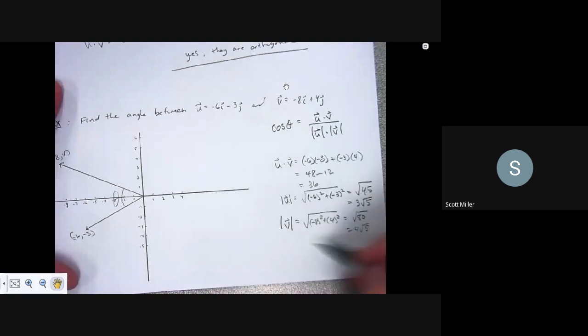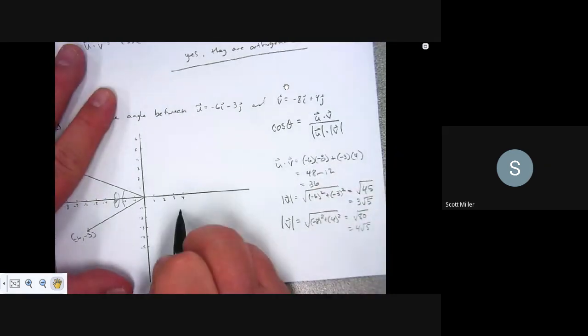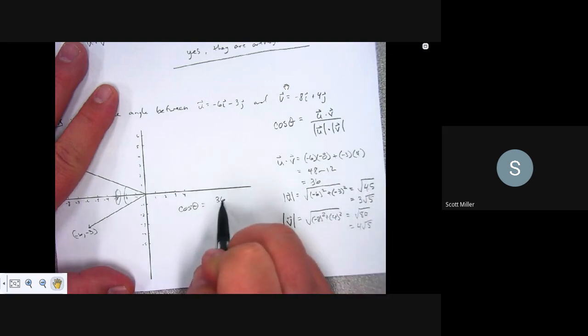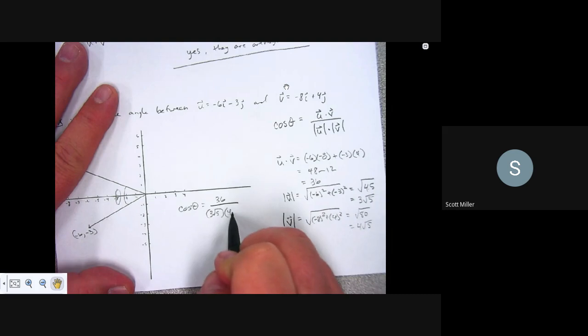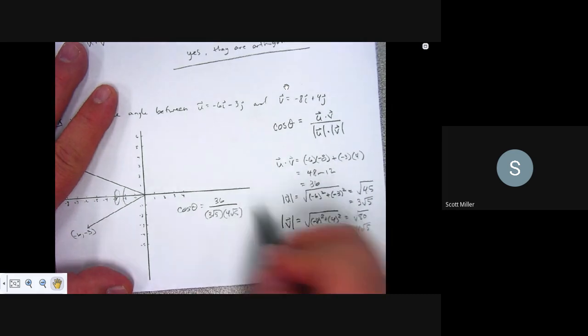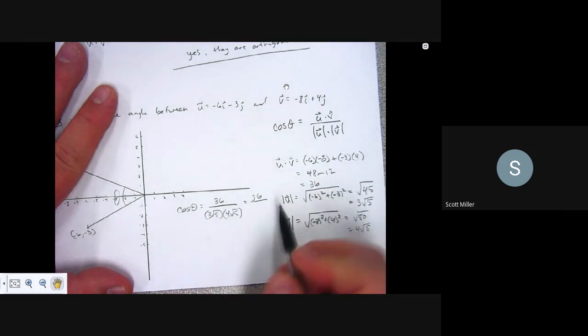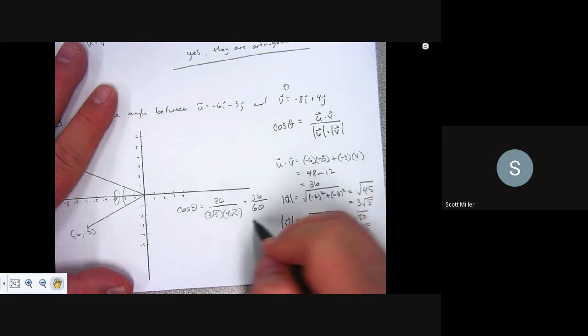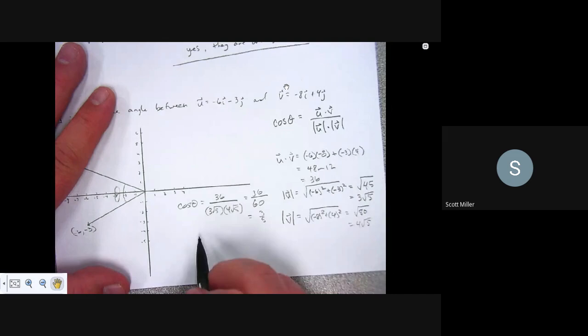So we bring all this information into our formula right here, and we'll get the cosine of our angle is 36. And then down here we'll have a 3 square root of 5 and a 4 square root of 5. If I work the bottom out and multiply things, it's going to be a 12 times a 5. That'll be 60. And this reduces down to 3/5. And so the cosine of our angle is 3/5.